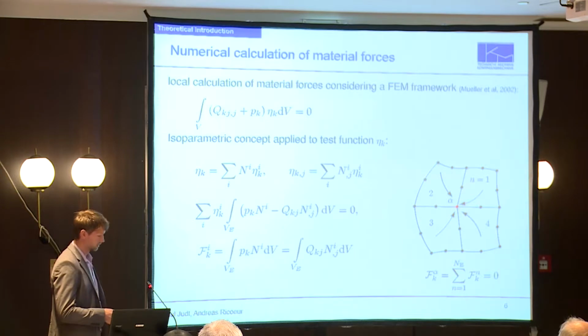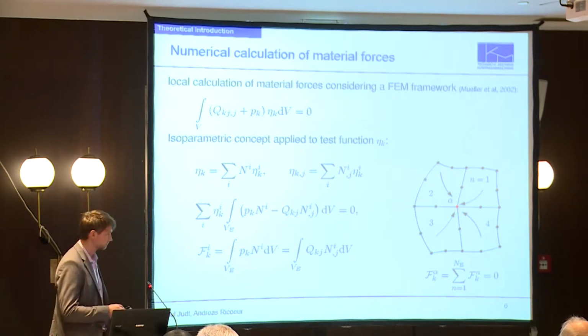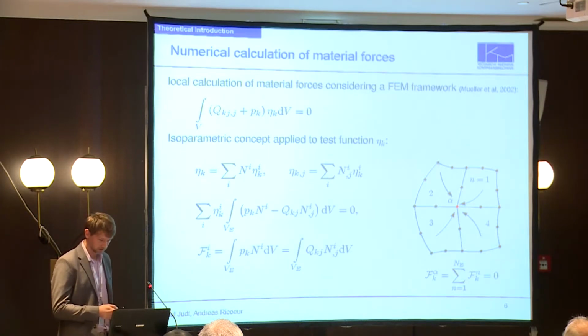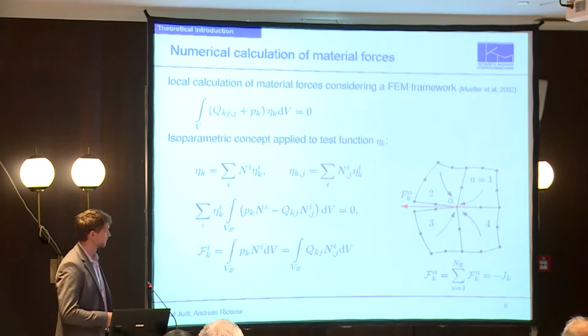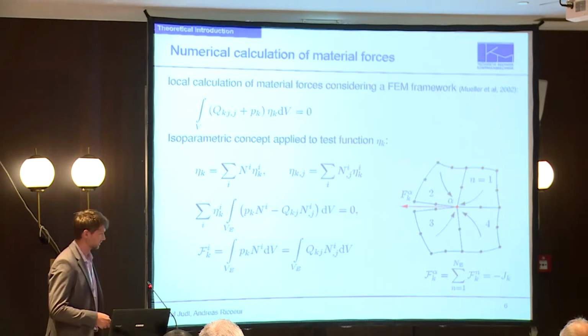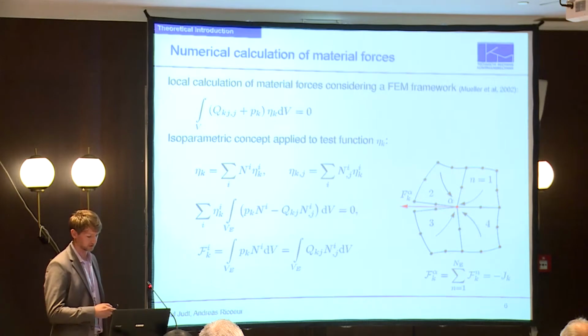And if this node represents a volume that is defect-free, then of course the material force vanishes, as the equilibrium holds true. Furthermore, if we have a crack at this position, then we have a defect in the material space, and what we obtain is a resulting material force, which is related to the crack driving force, and is exactly the negative value of the J integral.